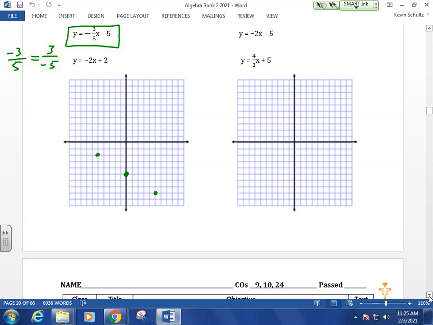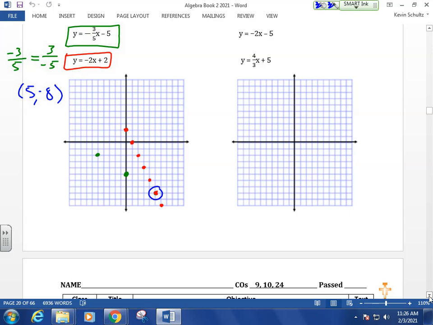Our next equation, y equals negative 2x plus 2. We're going to start at positive 2. And we're going down 2 over 1, as our slope says. It looks like going up and left wasn't necessary anyway, because I'm going to hit this point right here. And there we have it. All right. Ours looks to be 5, negative 8.